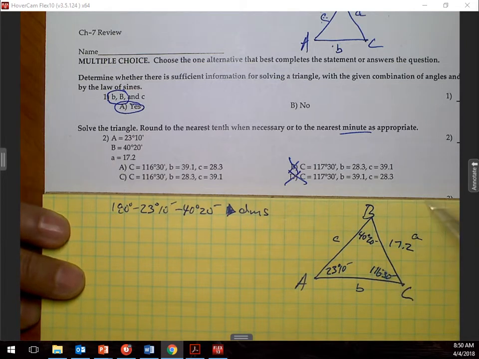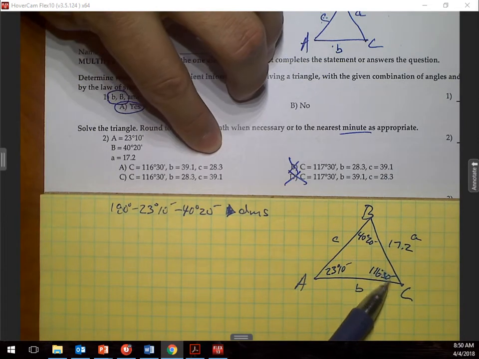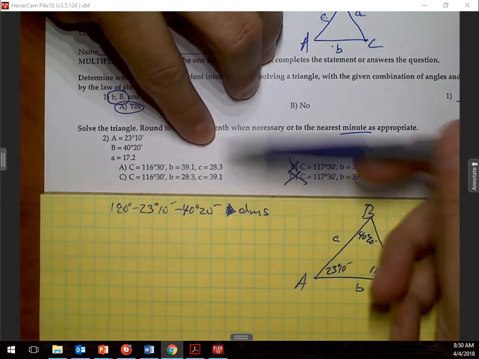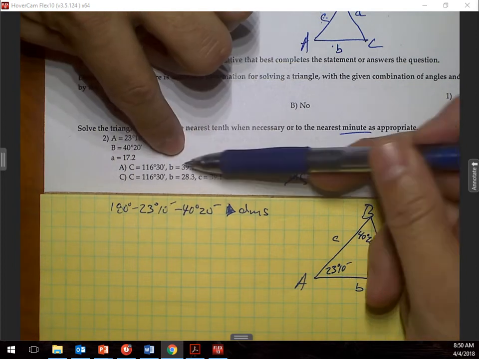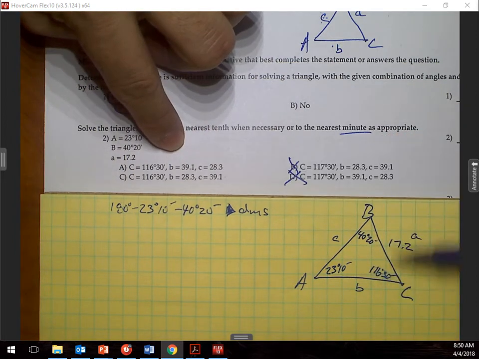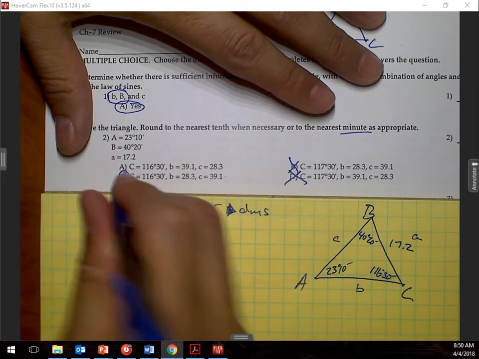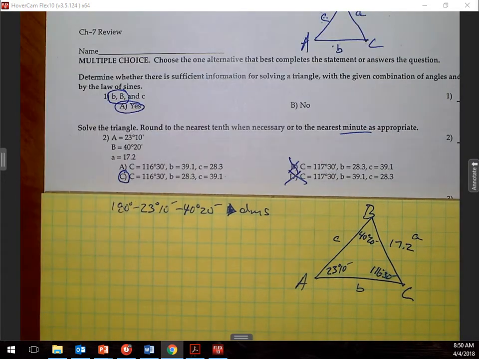Okay, anyway. So C has to be the biggest. So in that case, let's take a look. Of these two right here, C has to be the biggest because out of my angles, C is going to be the biggest, so the answer is going to be this. That's in this instance. I still want to actually solve for it so you guys can see that.